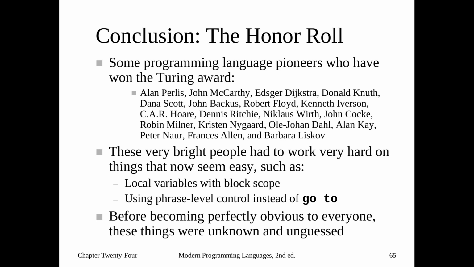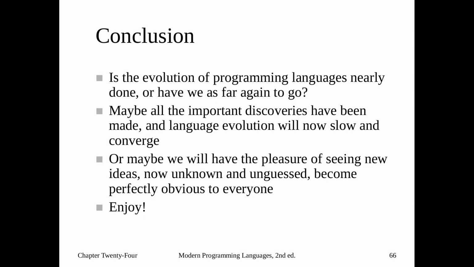The goal would be for us to come up with new things, right? So we have the question: are we done? Some people might think that with all that has happened, with all the languages we've created, there's really nothing left for us to do. Well, maybe all the important discoveries have been made, and language evolution will slow or converge. Or will we find new things that are currently unknown and unguessed, that will eventually become obvious to everyone but are not at this time? So I'd like you all to ponder that and enjoy the rest of this course.